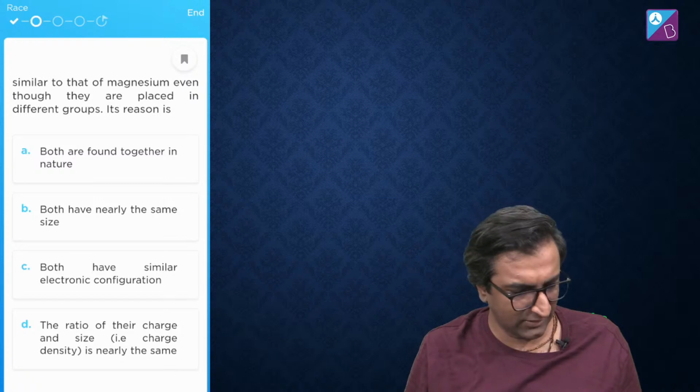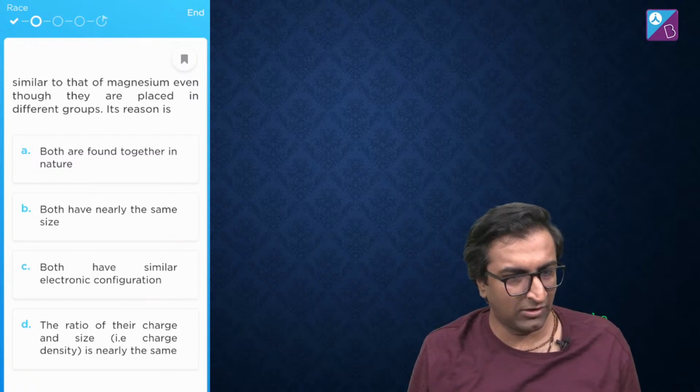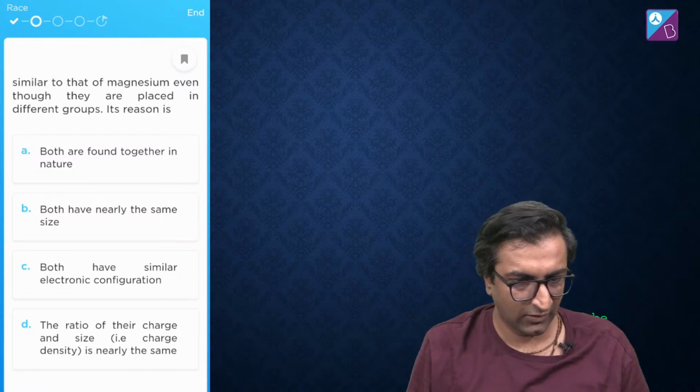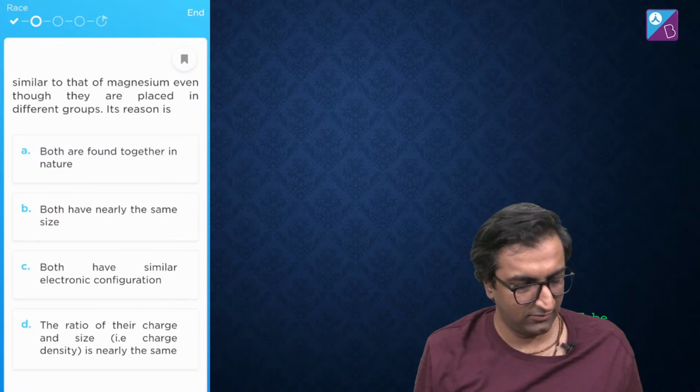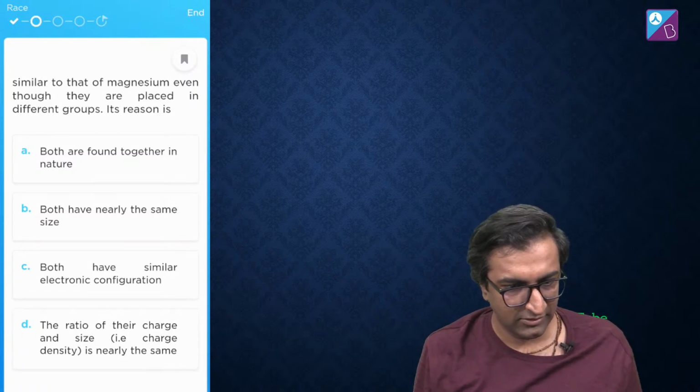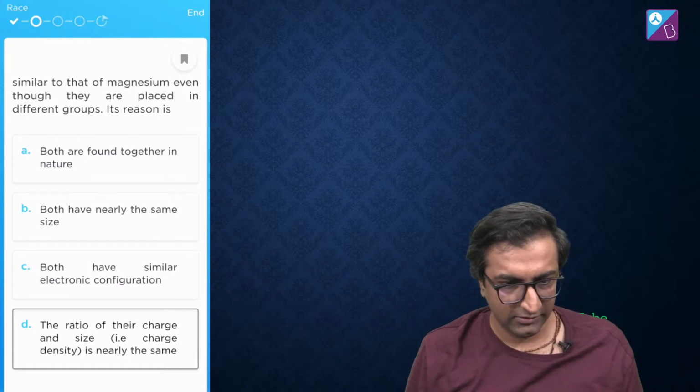What do you think? I think it's ratio as well. Saurabh says D. Vishal says C. Yeah, they don't have similar configuration, Vishal. Why B? Bro, it's not B. It's D. Charge to size, right? They don't have the same size.